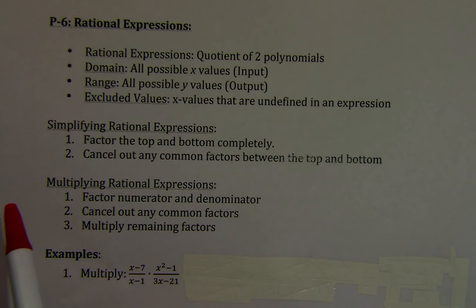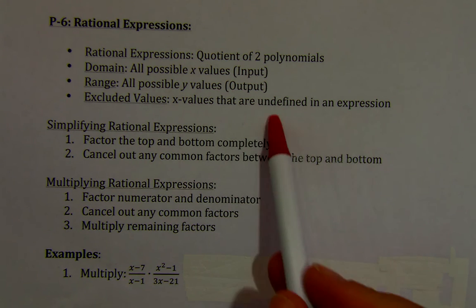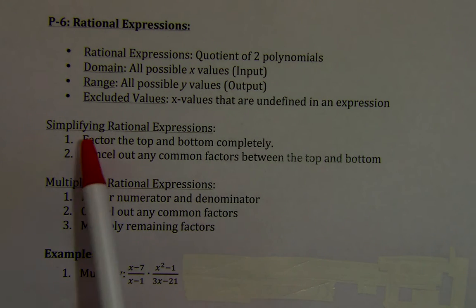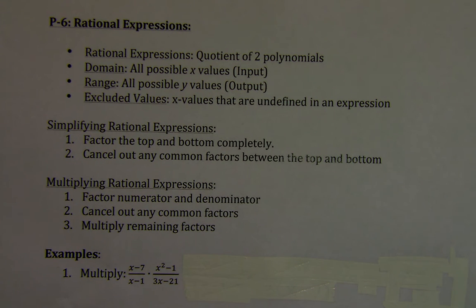values, or our output. Now, any excluded values are going to be the x values that would make the denominator equal to 0, because we can't divide by 0, it would be undefined. In simplifying a rational expression, we want to factor the top and bottom completely, and then cancel out any common factors between the top and bottom. If we're multiplying rational expressions, we want to factor, just as in simplifying, and then we want to cancel out and then multiply the remaining factors.